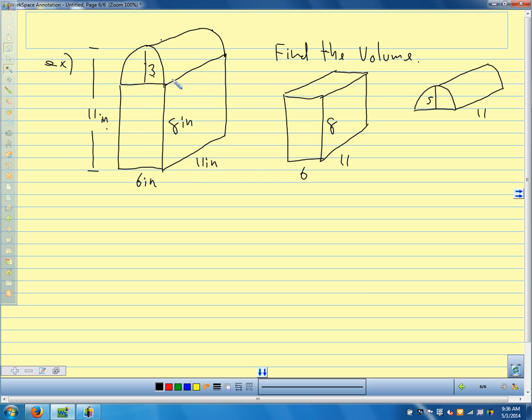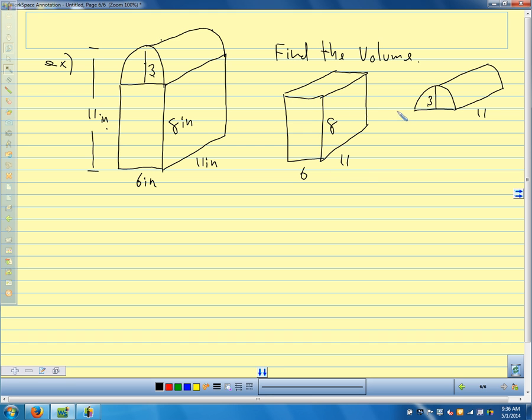So the diameter of the circle has to be 6 inches. So the radius has to be 3, and we have 11 inches there, and we have 3 inches there. Okay. Now we're set. Now we made a shape that actually works.